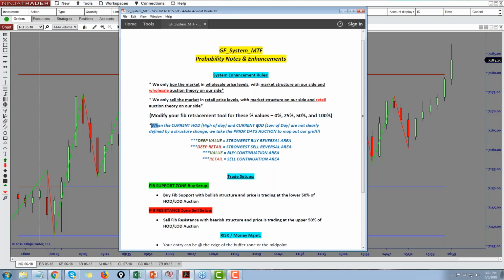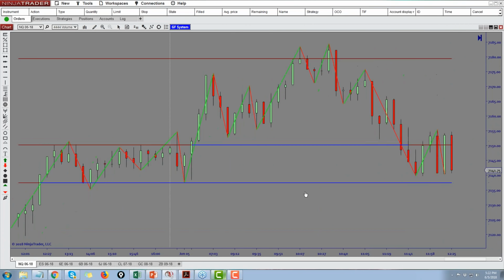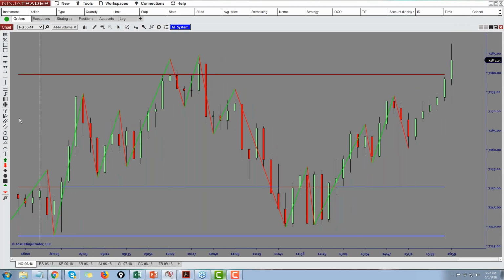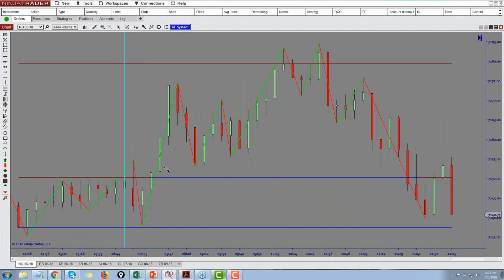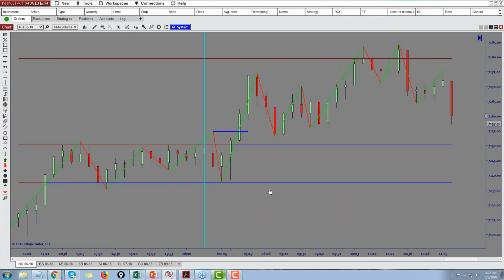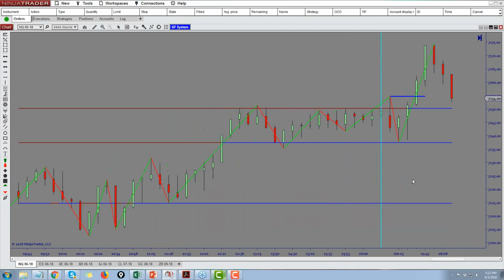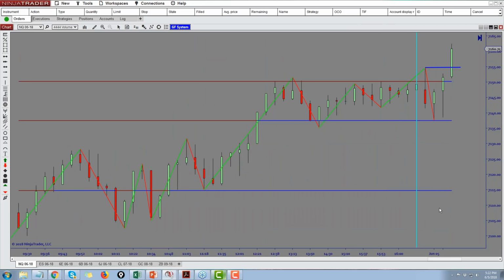So when the current high of day and current low of day are not clearly defined by structure changes, we take prior day's auctions. So what's a structure change? Let's just start with the Globex. The Globex started right here. I'm going to draw a little line right there. A structure change is defined by a close above structure. So there's a structure change. Okay, and at that time, let's just go back to the Globex. Right there at that candle, that was the first low that was defined by the day. So that would be considered the low of day, or the Globex low.